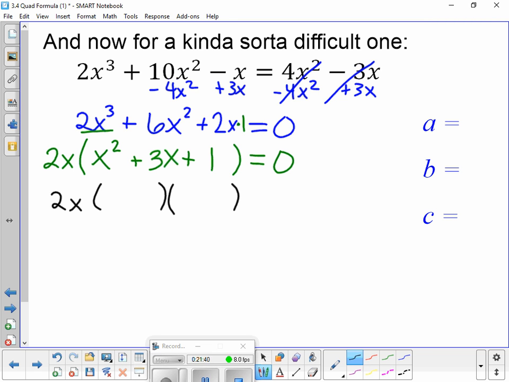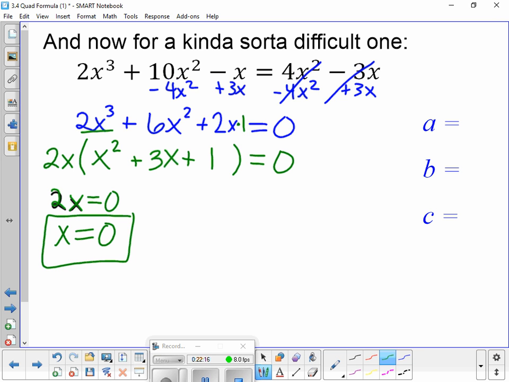So perhaps we try to factor this, and we're starting to think of factors of 1. We want them to add up to 3, and darn it, there are not factors of 1 that add up to 3. So factoring is not going to work here. We will have to rely on the quadratic formula to solve this portion of the problem. So essentially we've got two factors right now. We have a factor of 2x. Well, when will 2x equal 0? The solution to that is when x equals 0. So we have found one solution already.